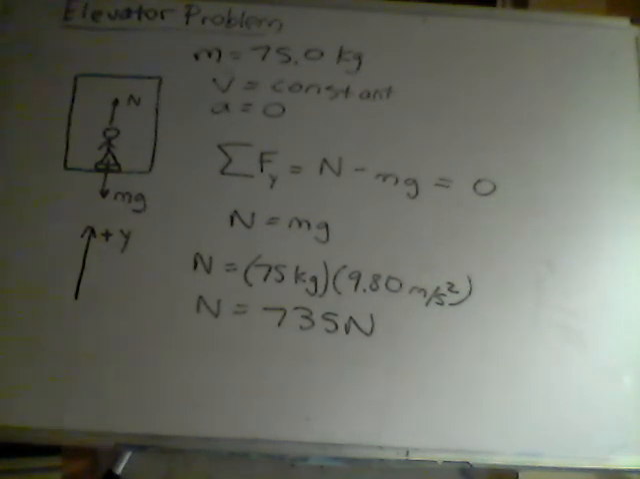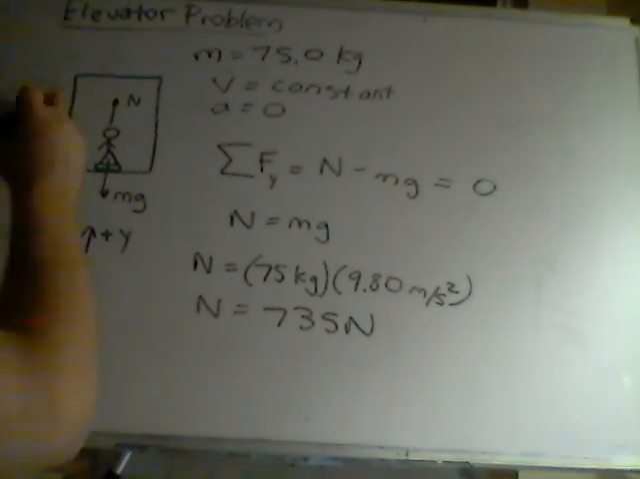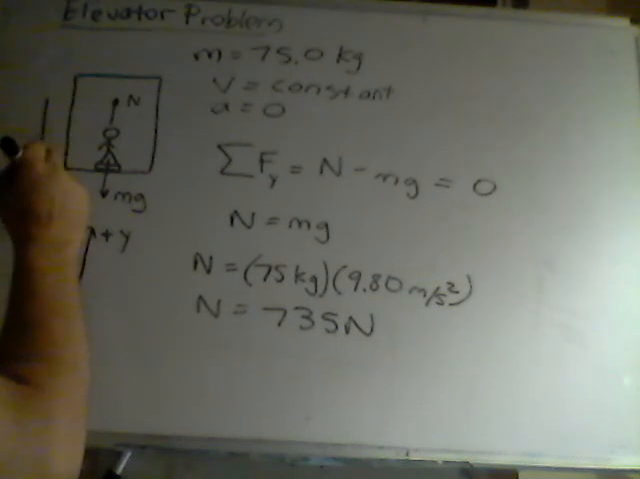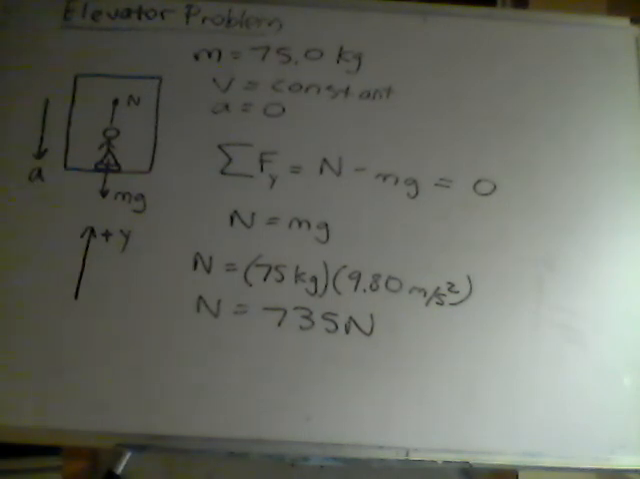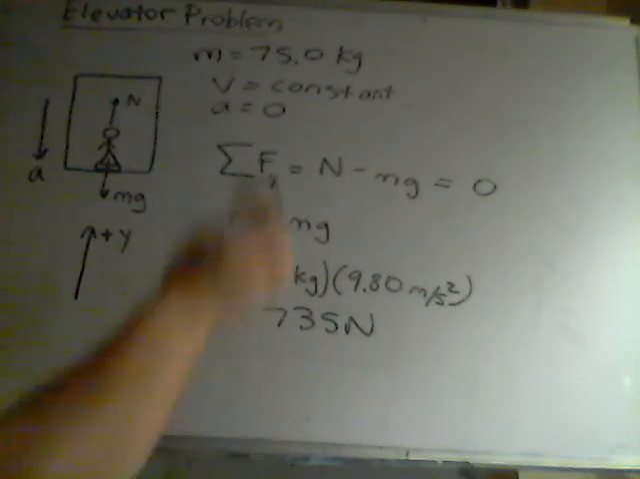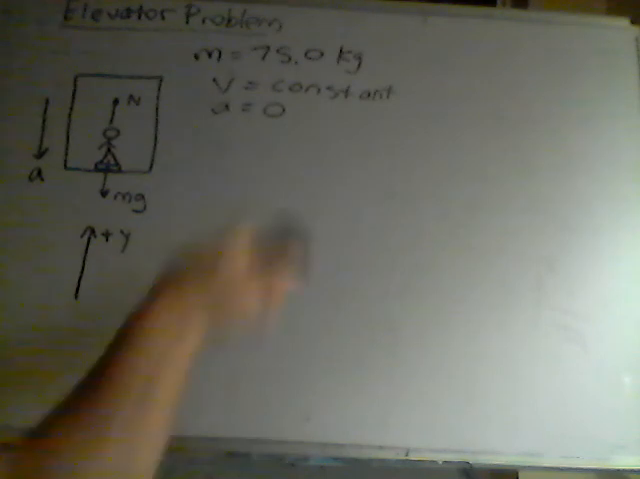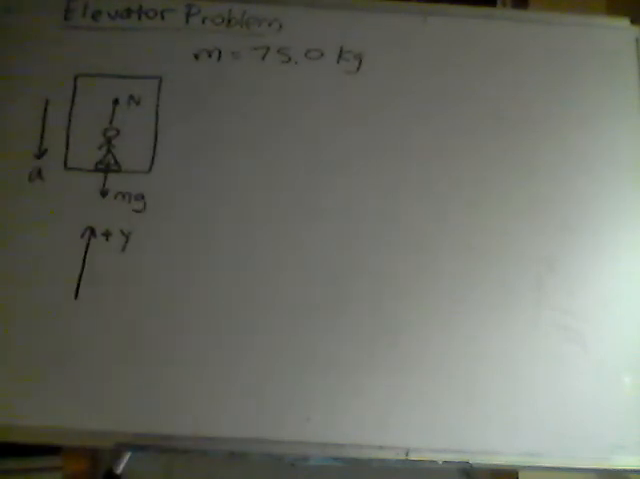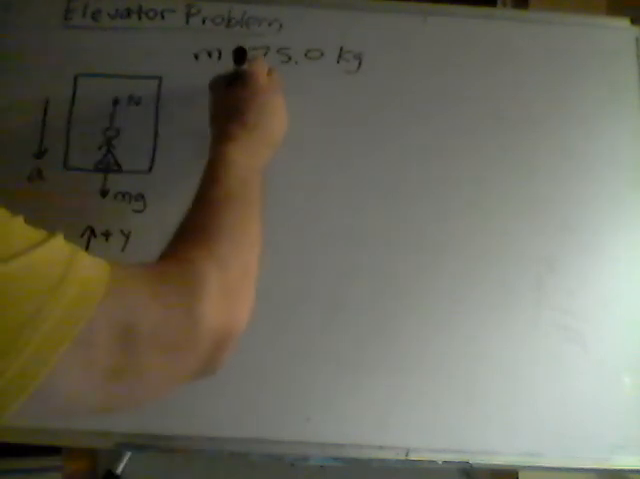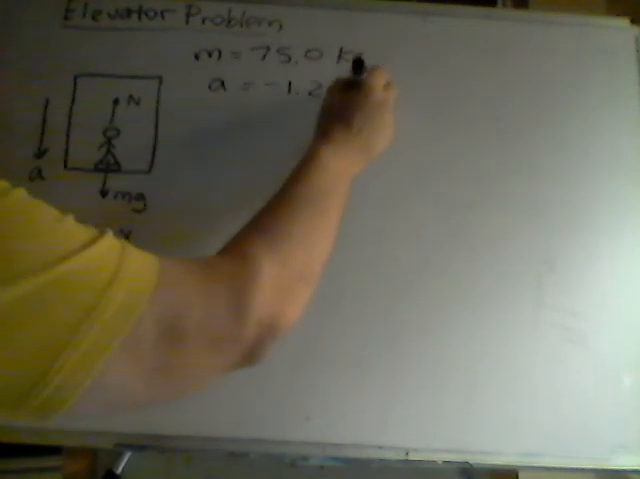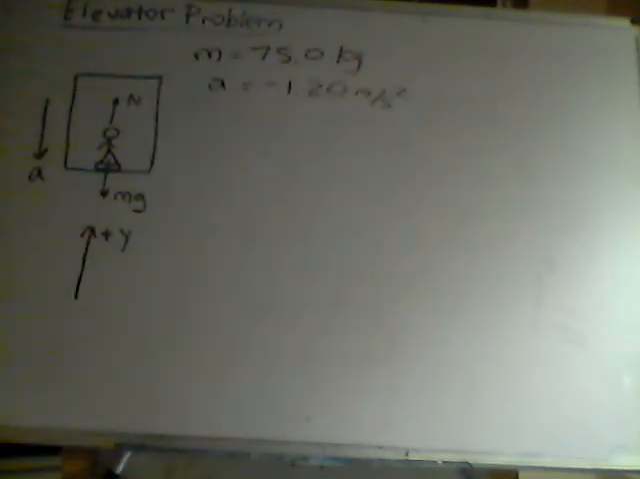Right? This is the most interesting part of all. What if your elevator is actually going down? What if it's accelerating downward? Now what happens? This is a very, very interesting application. Let's now say your acceleration is downward. We'll look at the previous problem, but this time we're going to look at the acceleration being negative. So now the acceleration is going to be negative 1.20 meters per second squared, negative meaning down.